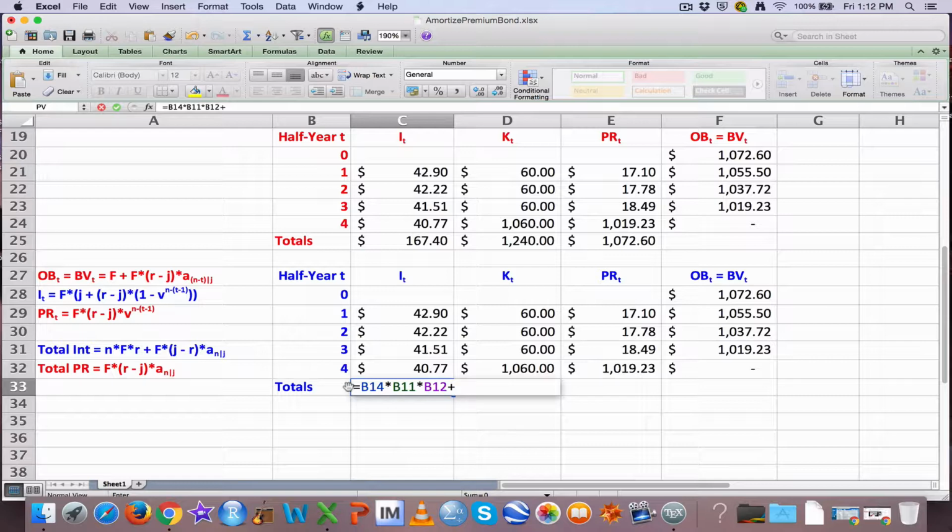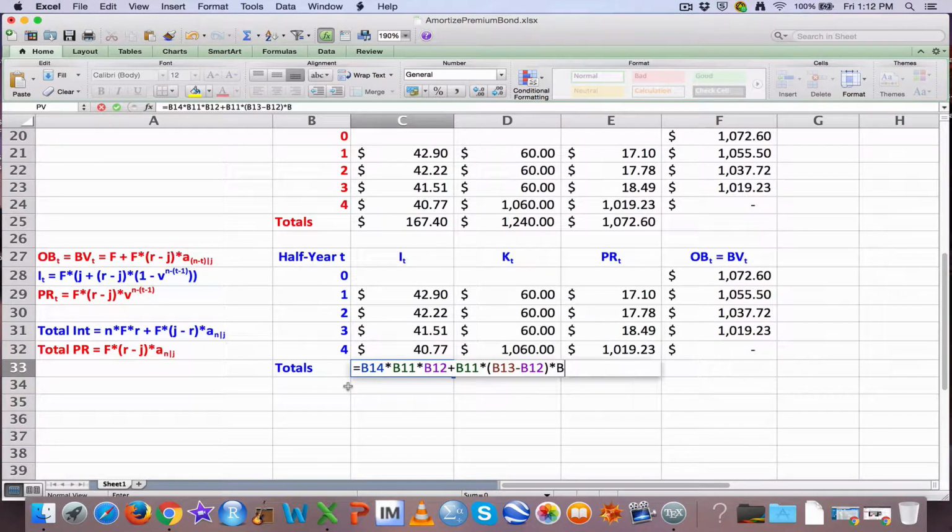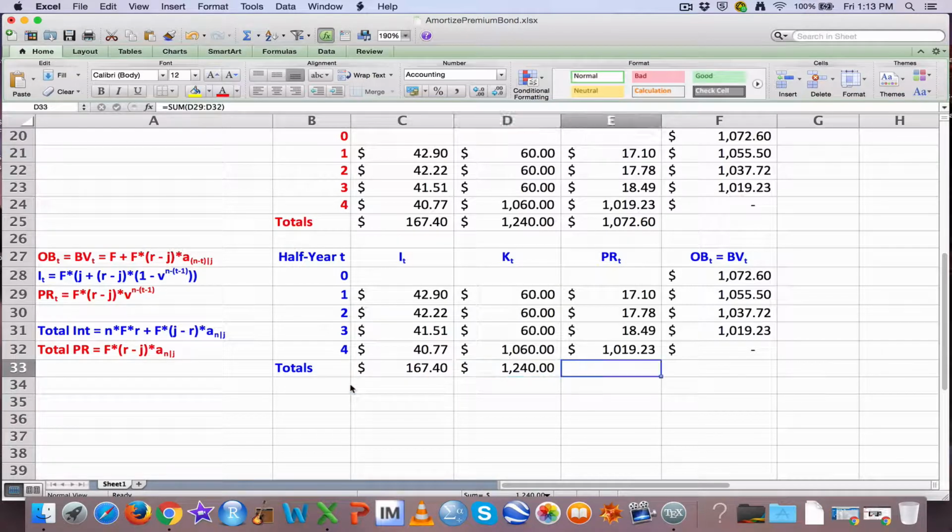Plus, I could have factored out an F, by the way, in all this. F in B11 times J minus R. That's going to be negative here. This is essentially a subtraction instead of an addition. J, again, was in B13 minus R, B12 times A and J. Then that was with n equal to 4. I can just use B16 for that. B16. So this is hopefully 167.40, and it is.